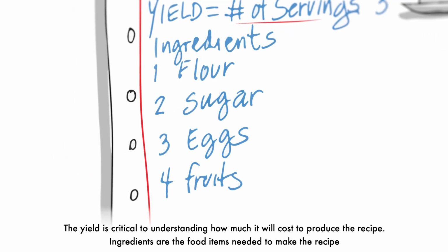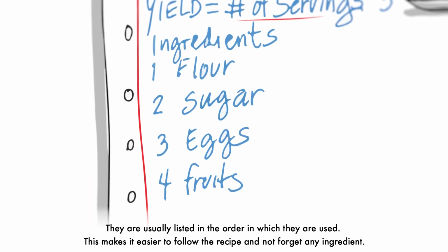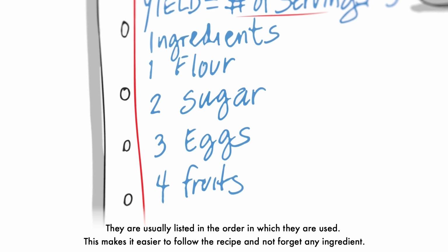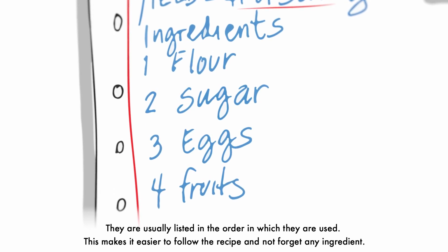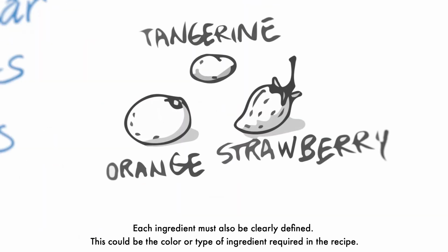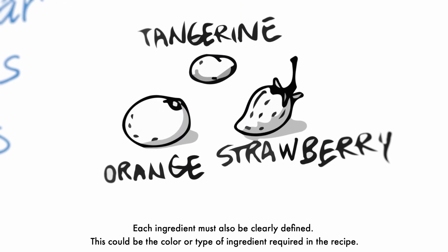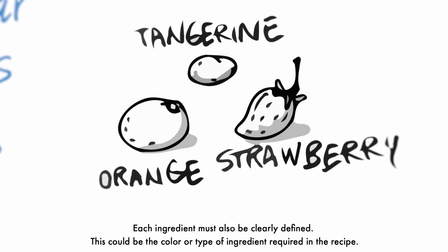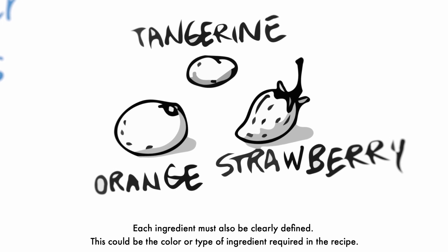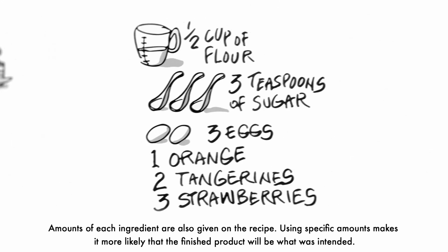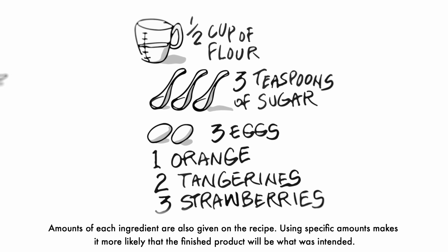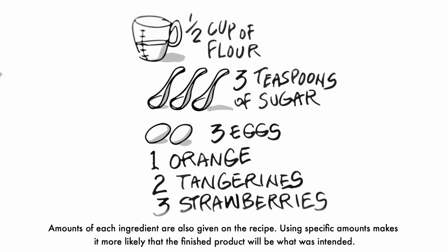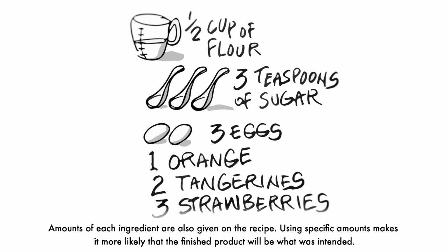Ingredients are the food items needed to make the recipe. They are usually listed in the order in which they are used. This makes it easier to follow the recipe and not forget any ingredient. Each ingredient must also be clearly defined. This could be the color or type of ingredient required in the recipe. Amounts of each ingredient are also given on the recipe. Using specific amounts makes it more likely that the finished product will be what was intended.